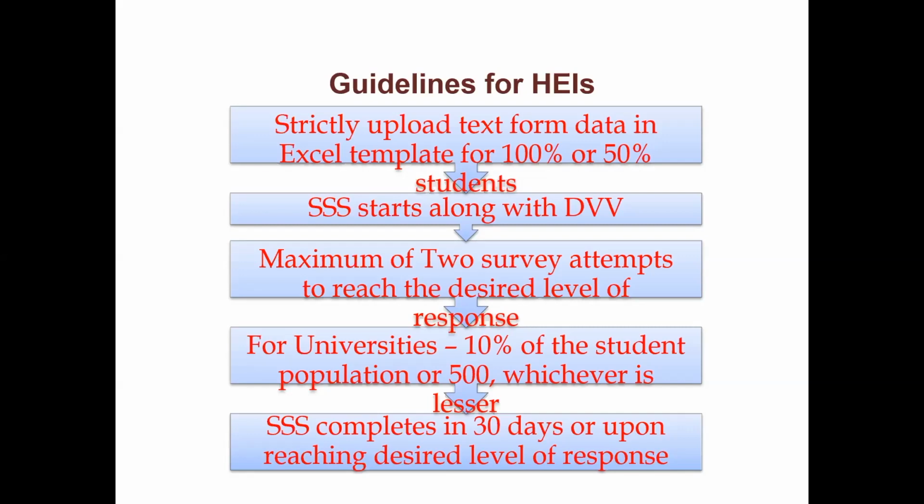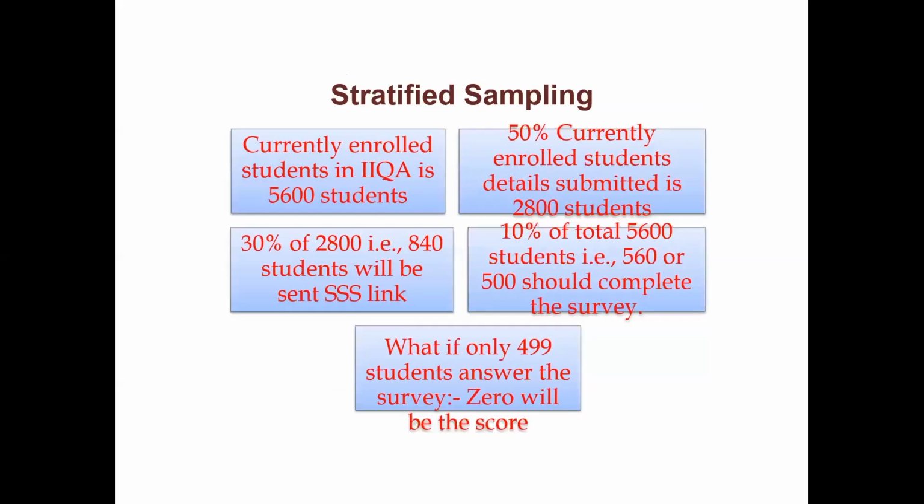AAA starts along with the DVV. Maximum 2 attempts are given to the institution in order to complete the survey. So what is the minimum percentage that you have to reach in order to complete the student satisfaction survey? For colleges, 10% or 100. For universities, 10% or 500, whichever is less. It has to be completed within 30 days from the initiation.